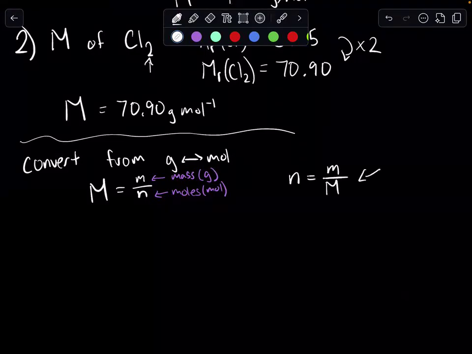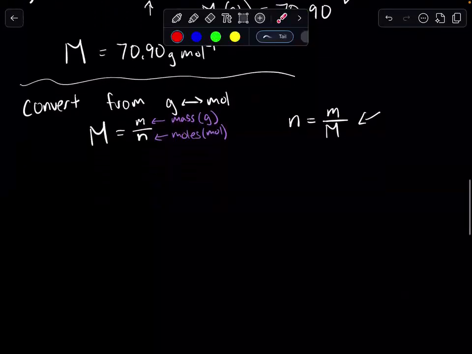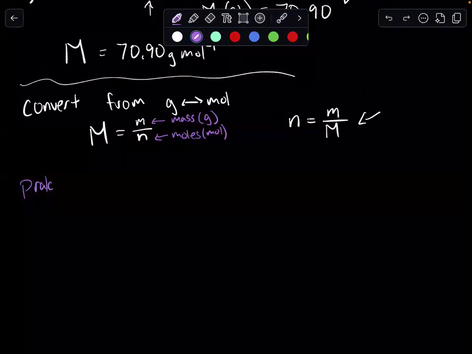Now, you can use this formula for all these problems I'm about to do next. However, I do it a slightly different way because I'm going to take us into the idea of stoichiometry, which is how you start converting between different quantities and quantifying chemical reactions. So, with that said, let's continue our practice. Practice continued.